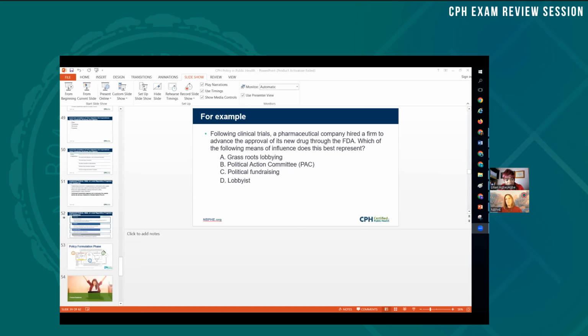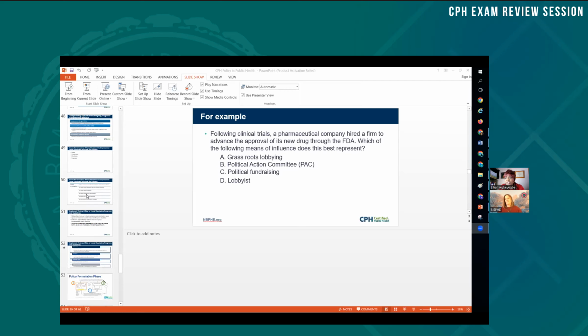Okay. One more question. What is the name of the policy change model used by CPH? CPH as in Certified Public Health Educator. There are different policy change models that people use.